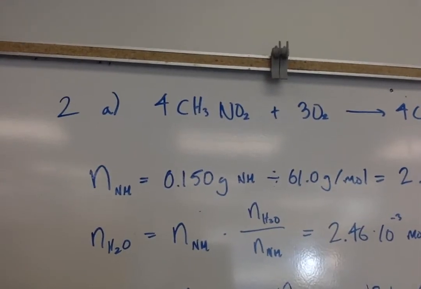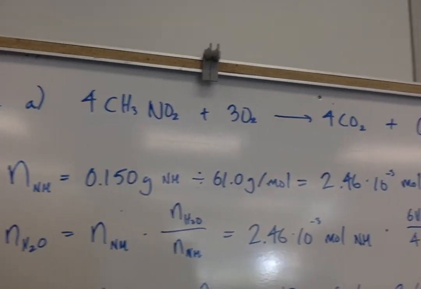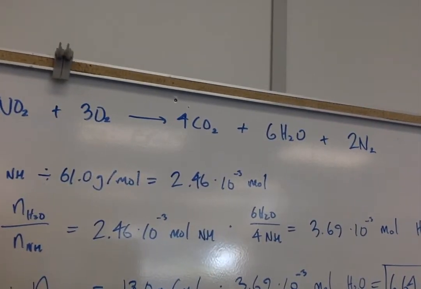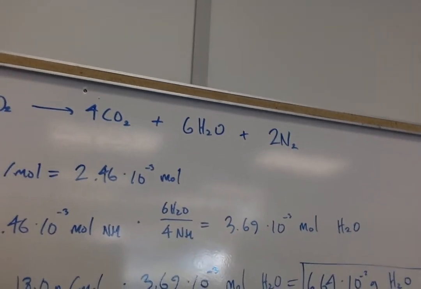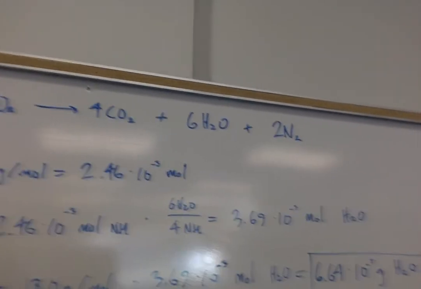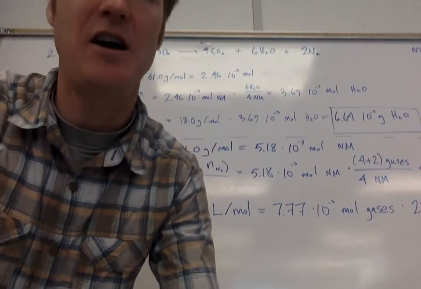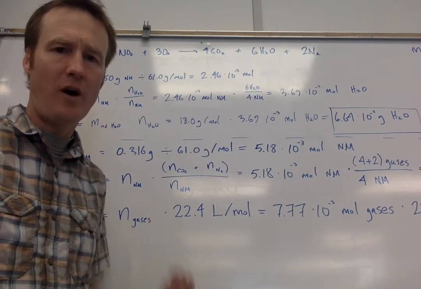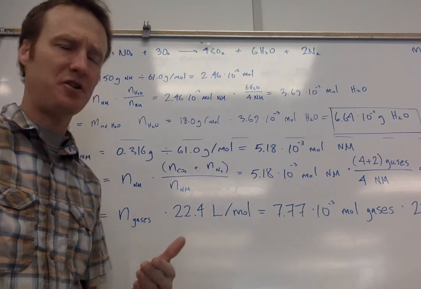I'm going to use that right here, in the middle of the screen, you see it. The number of moles of nitromethane is 0.150 grams of nitromethane divided by 61.0 grams per mole of nitromethane, which is 2.46 times 10 to the negative 3 moles. So that was stepping onto the mole bridge. I'm calculating the chemical amount for what I've been given enough information to do. Step one, right?